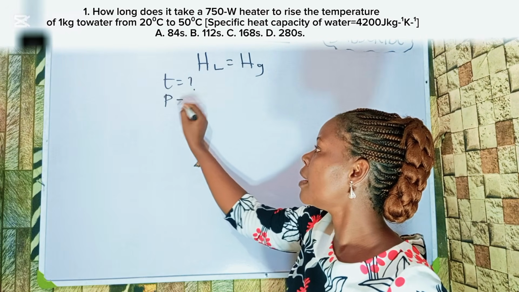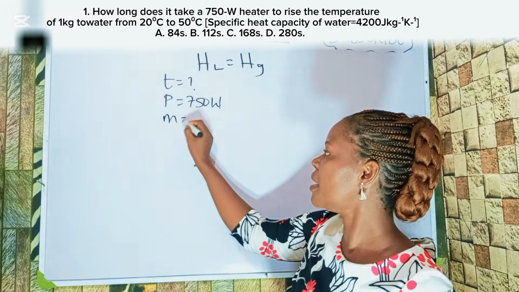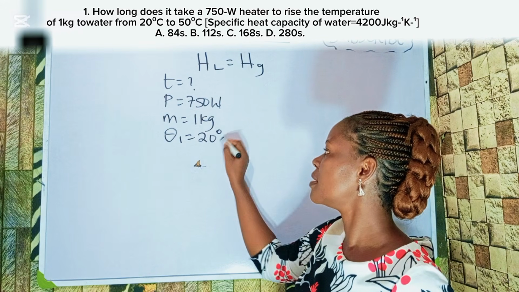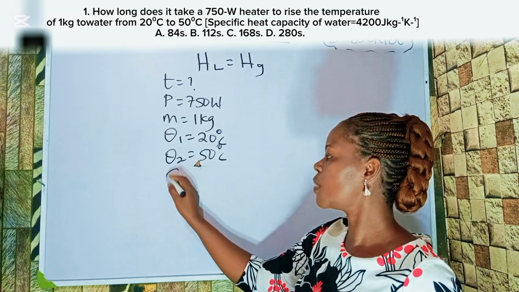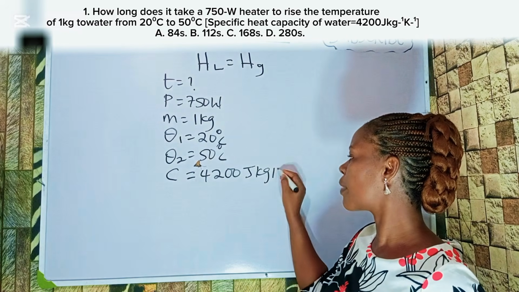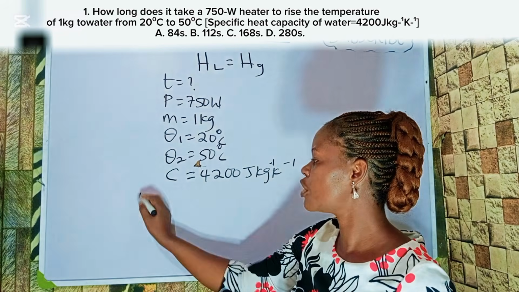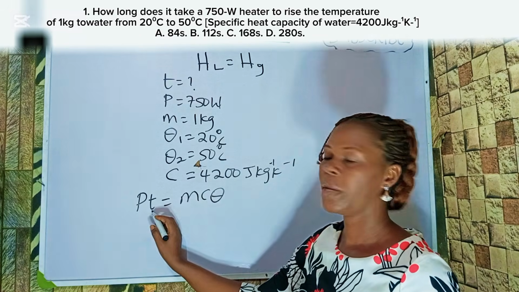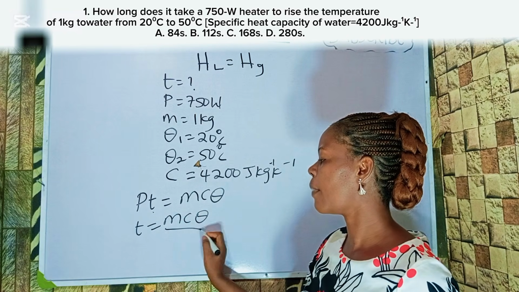We are given the power, which is 750 watts. We are given a mass of 1 kg, theta 1 to be 20 degrees C, and theta 2 to be 50 degrees C. We're given the specific heat capacity of water to be 4200 joules per kilogram per Kelvin. What we're looking for is the time, so we use Pt = mc theta. Making t the subject, time is equal to mc theta over power.